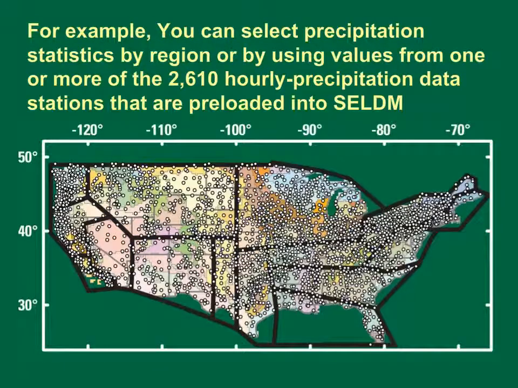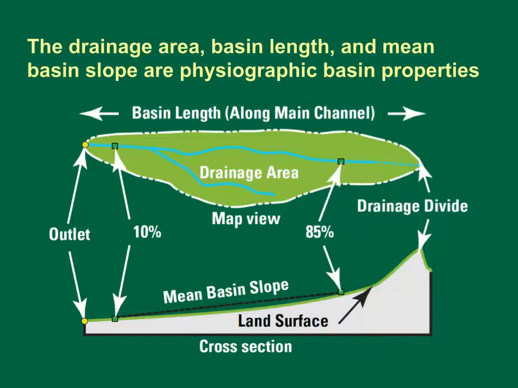This is a map showing the ecoregions, the rain zones, and the location of 2,610 National Oceanic and Atmospheric Administration hourly precipitation data stations. The latitude and longitude of the site of interest are used to rank the data collection stations by proximity to the site of interest. The location also helps you select upstream streamflow and water quality data by ecoregion or proximity to the data collection stations. The drainage area, basin length, and mean basin slope are physiographic basin properties.